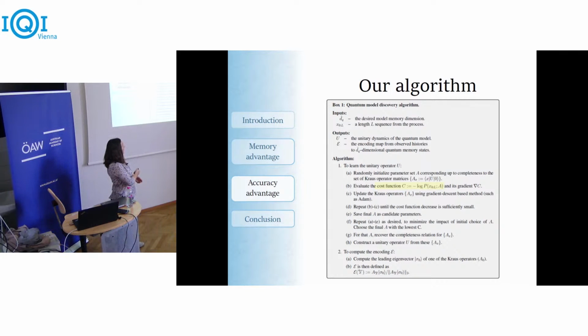And so we actually use a proxy that is only based on the sample that we're given, and it's basically the negative log likelihood of producing the sample with the quantum simulator model that we have.